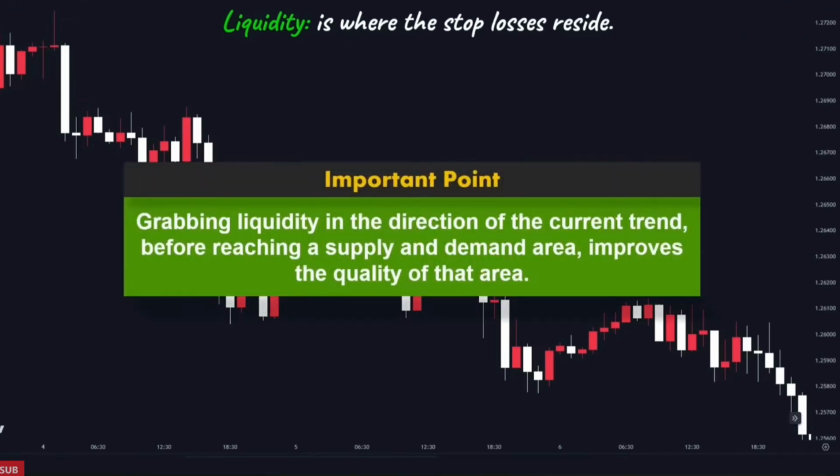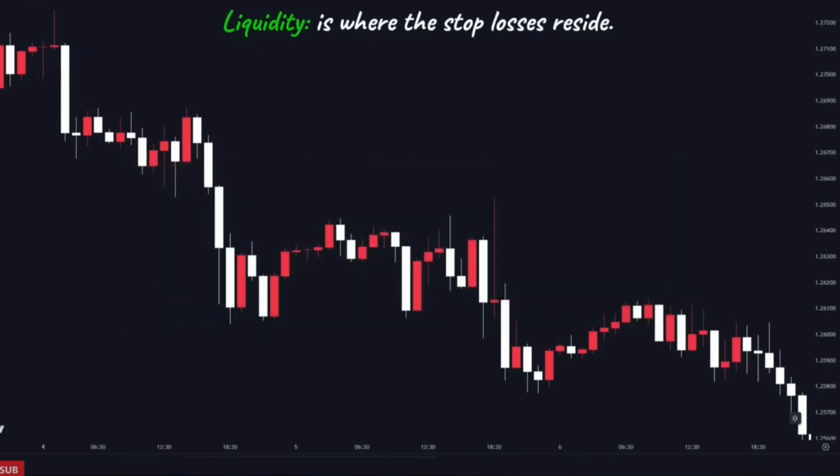Grabbing liquidity in the direction of the current trend before reaching a supply and demand area improves the quality of that area. There are three common liquidity grab patterns that happen every day on the chart. Forming each one before reaching our order block increases the chance of success for our trade. Let's start with the first one.